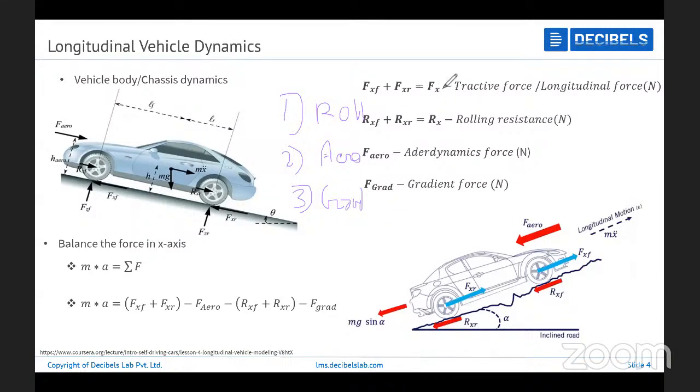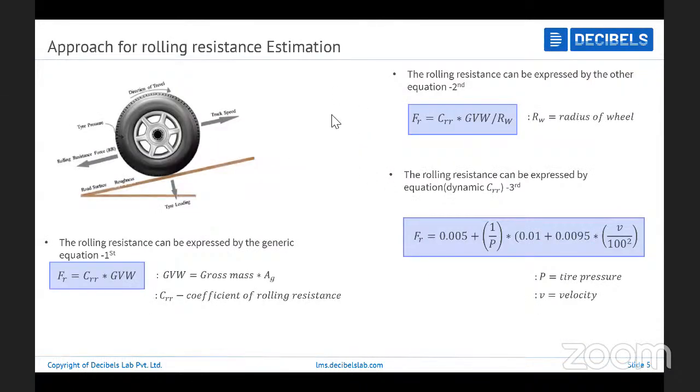So here, I'll start with the rolling resistance. First I have mentioned the different types of equations here. Some equations are dynamic in nature, so they will give results that are continuously varying because of some other parameters influencing them. For our calculation, we will be using our generic equation.